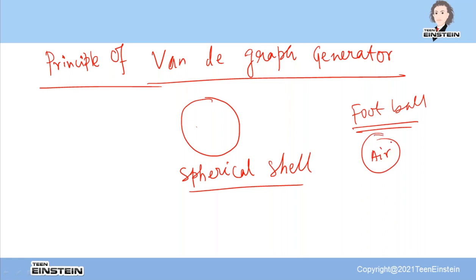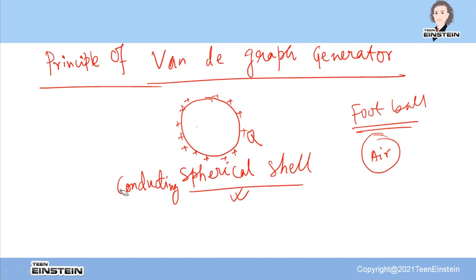So what is the property of a conducting spherical shell? If you put a charge q over here, the whole charge will be distributed equally over the surface. You might be thinking, sir, what is the relation between this and the Van de Graaff generator? We'll come to that. If I have a conducting spherical shell like this, can you tell me what is the potential here, or what is the electric field over here?